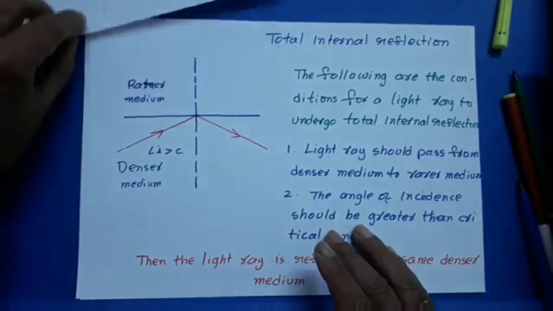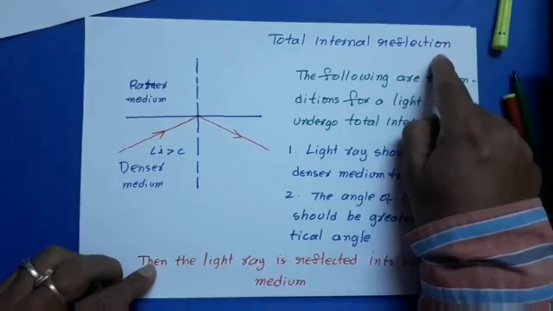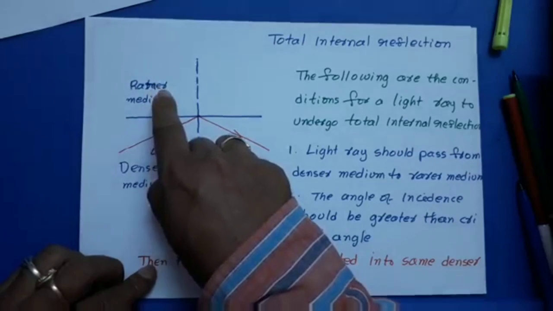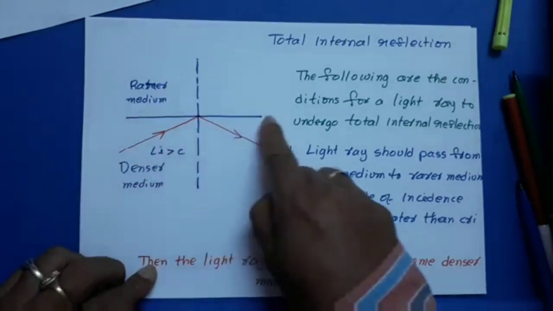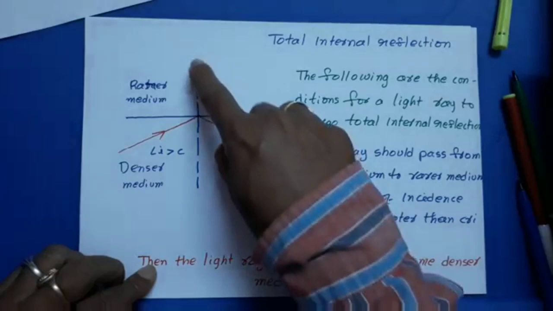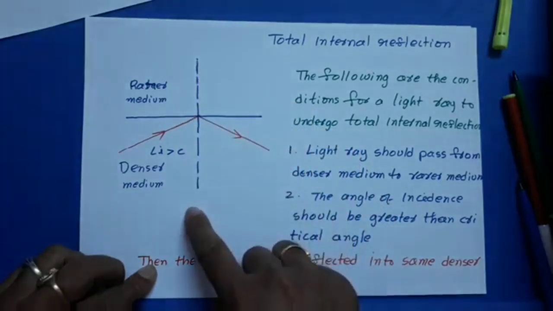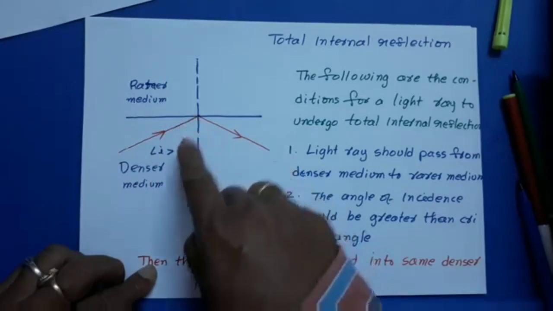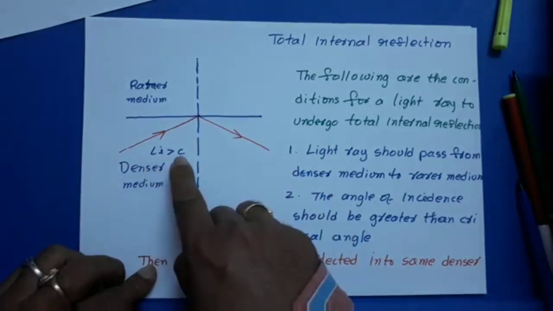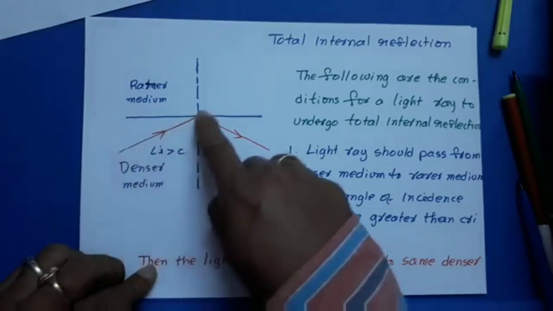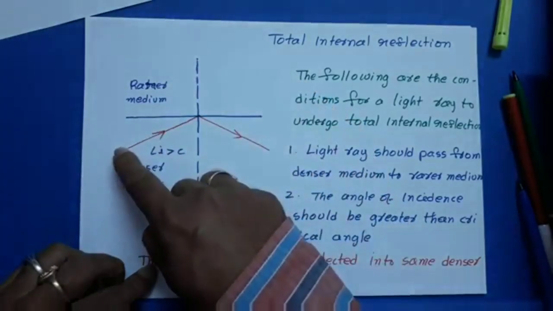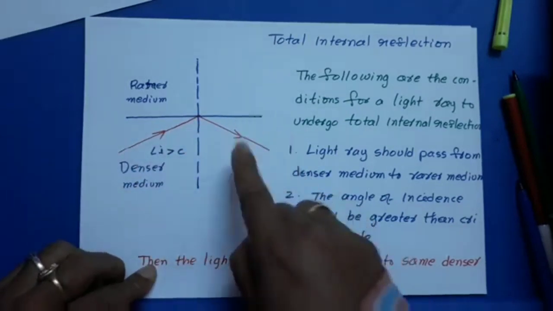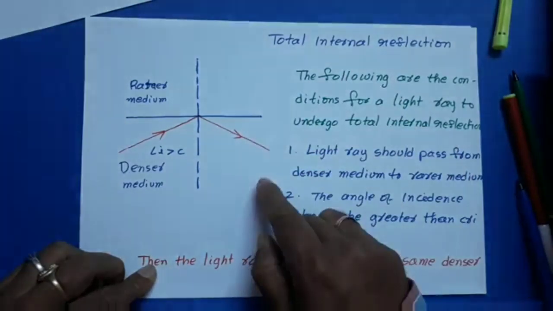Now I will explain what total internal reflection is. This is denser medium. This is rarer medium. It is the surface of separation or interface. This is the normal drawn to the interface. The light ray is passing from denser medium into rarer medium. Here the angle of incidence is more than the critical angle. The light ray does not enter into the rarer medium. It certainly reflects into the same medium. This phenomenon is called total internal reflection.